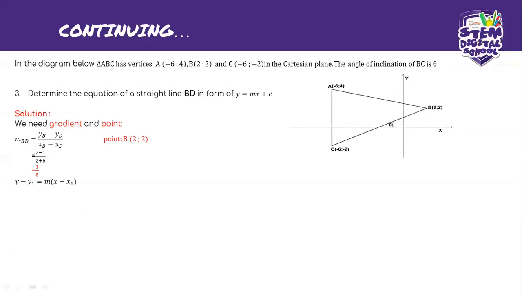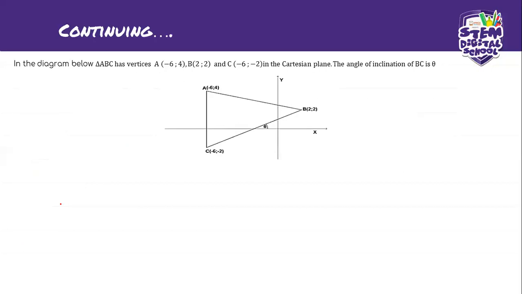And then you write the standard equation for a straight line. Then you substitute the value of y, the gradient and the value of x. Then you have the equation of that particular line, all right? Then proceed. The question still continues.